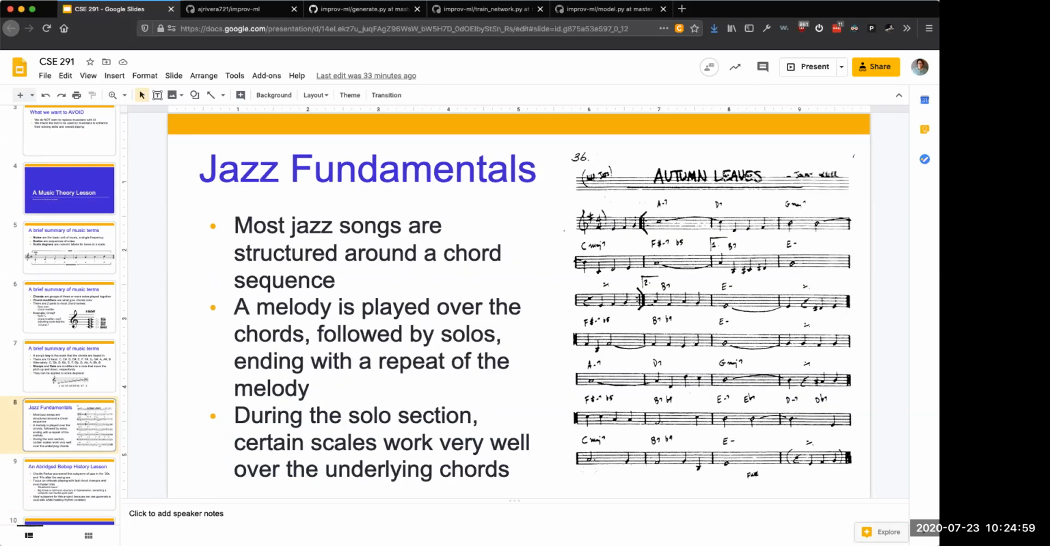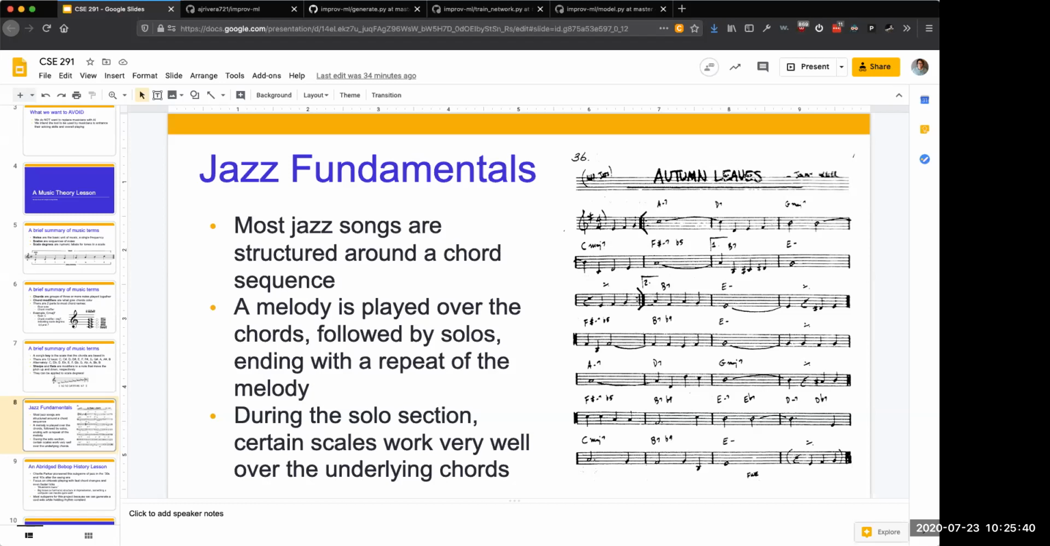I will say though, for jazz in particular, jazz songs are generally structured around a chord sequence. Like in Autumn Leaves, for example, you have an A minor seventh, D seventh, G major seventh, etc. Initially a melody is played over the chords, and then it's followed by a solo section where the chords are repeated while musicians take solos over them. During the solo section, there are certain scales that work very well over the underlying chords. That's just a jazz music theory thing.